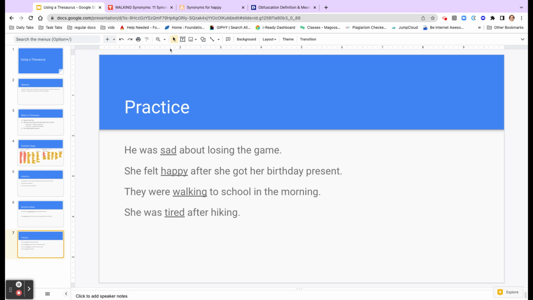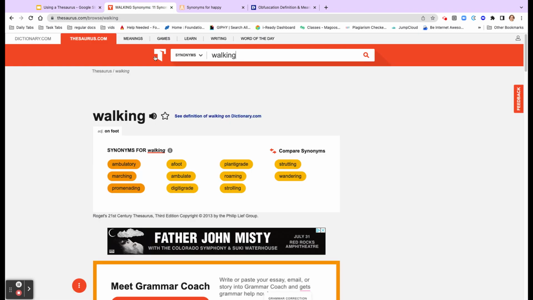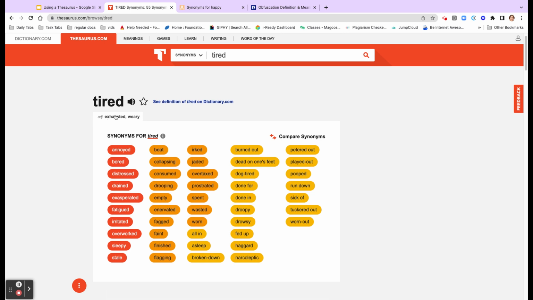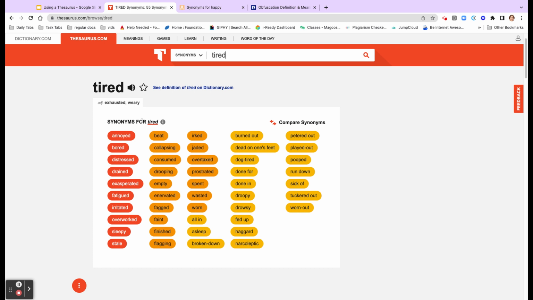And then she was tired after hiking. Okay, so she was tired after hiking. Let's see if there's another word for tired. Alright, so we're looking for words that are similar, meaning exhausted or weary. So she was tired after hiking. She was annoyed after hiking. She was distressed. She was drained. She was exasperated. You can also again use exhausted. She was weary. She was irritated.